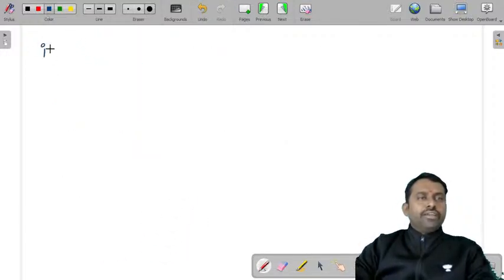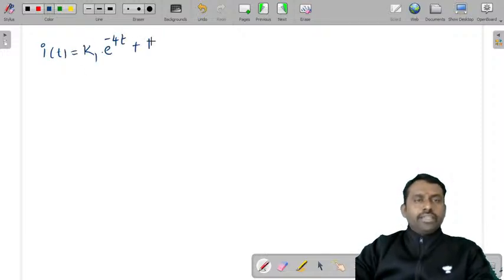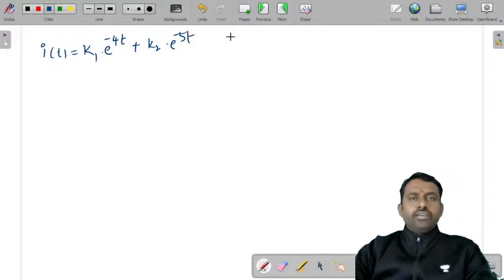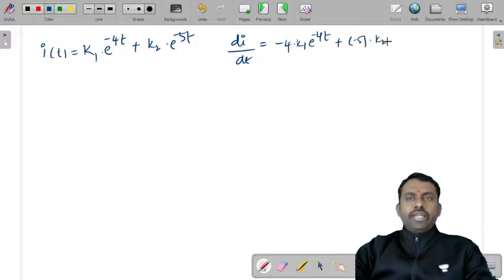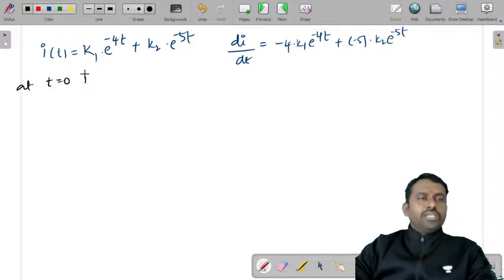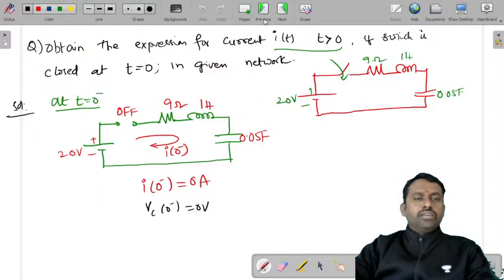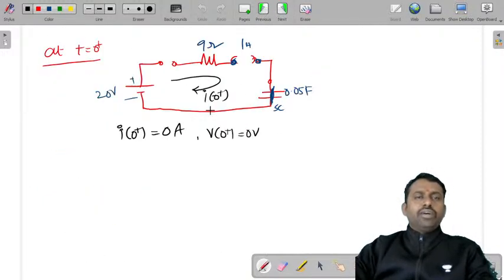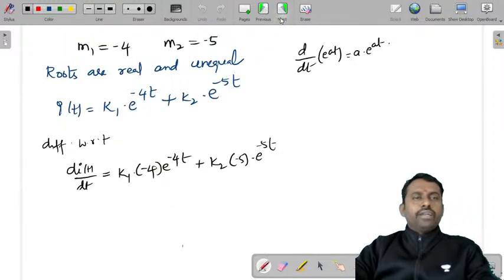So we got I of t is equal to k1 into e power minus 4t plus k2 into e power minus 5t, and di of t by dt is equal to minus 4 into k1 into e power minus 4t plus minus 5 into k2 into e power minus 5t. Now we already know that at t is equal to 0 plus, I of 0 plus is equal to 0 amperes. That we have already found. If you see, this is 0 volts and 0 amperes, this is also 0 volts and 0 amperes at t is equal to 0 plus. So let's try to substitute that here.